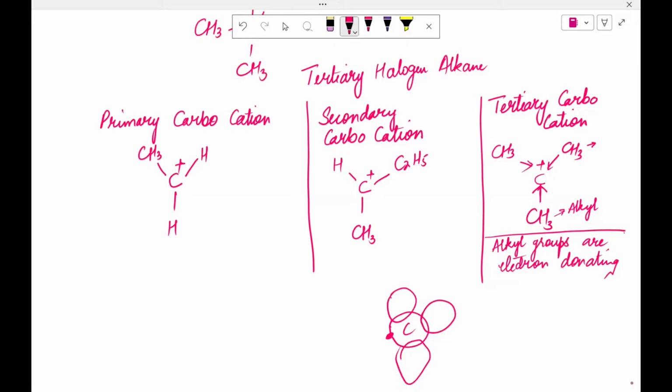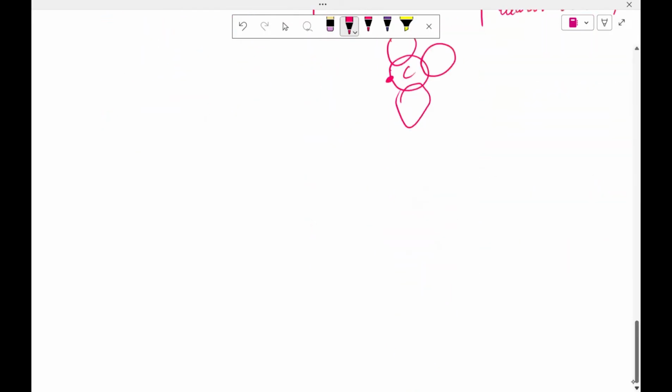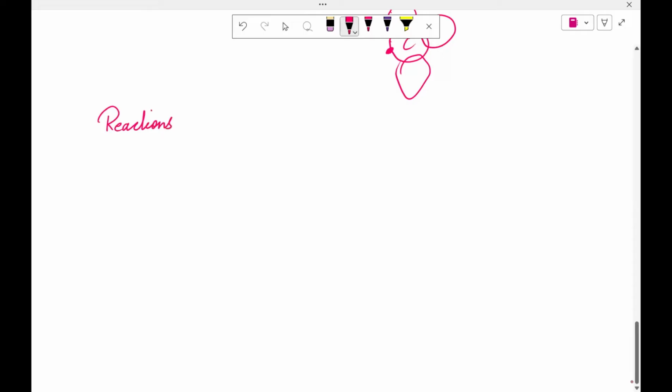Okay, so let's move further. Now we have the reactions of halogen alkane.